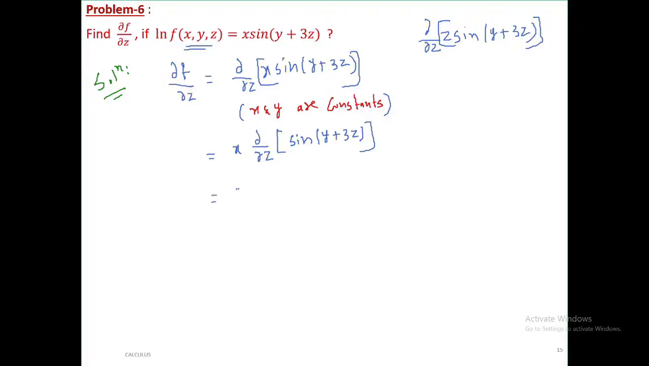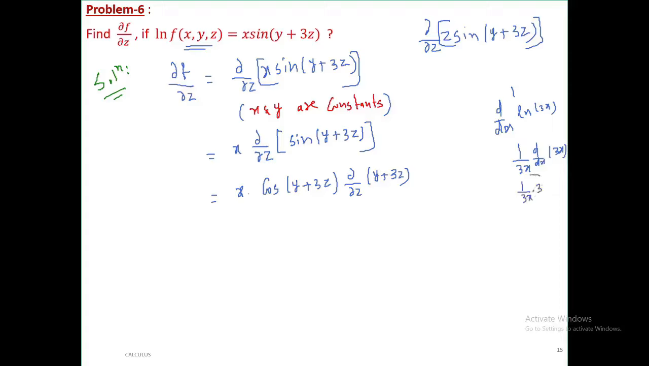Now x into dou by dou z of this. First of all, sine derivative is cos of y plus 3z. Again by chain rule, y plus 3z derivative with respect to z, dou by dou z of y plus 3z. Again inside function derivative by chain rule. Like just now I told you, what is d by dx of ln 3x? Derivative how much? It is 1 by 3x, and again 3x derivative is 3 you are writing. Its meaning is 1 by 3x into d by dx of 3x, which is 3. So this is the final answer for that.